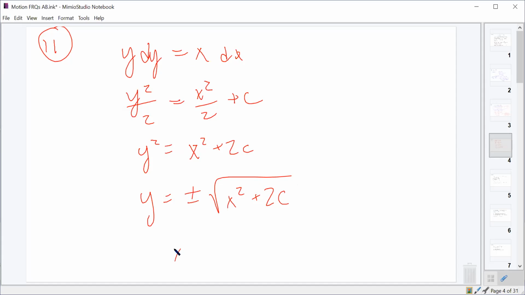You could have x squared minus y squared equals negative 2c, where negative 2c is just some constant. So x squared minus y squared equals constant. So it looks like A works just fine.